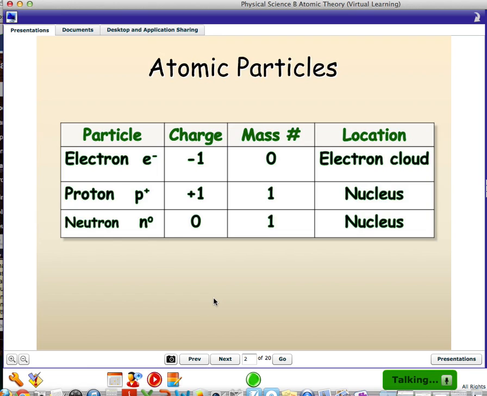If you look under the particle section, it shows you what symbols we use for each one of those particles. The electron has an e with a little negative sign. The proton is a p with a positive sign, and then for the neutron, we have an n with a little 0 next to it.